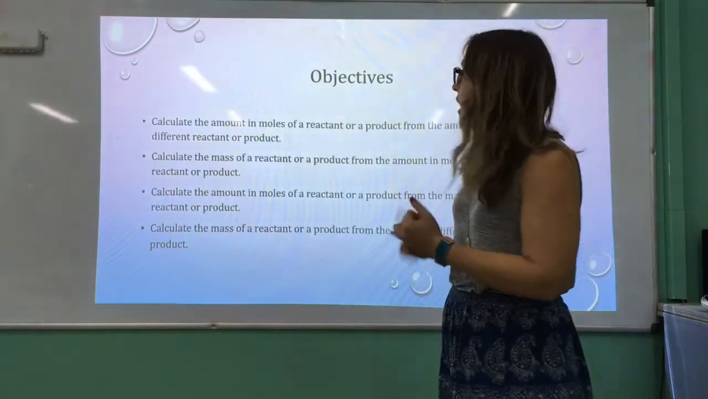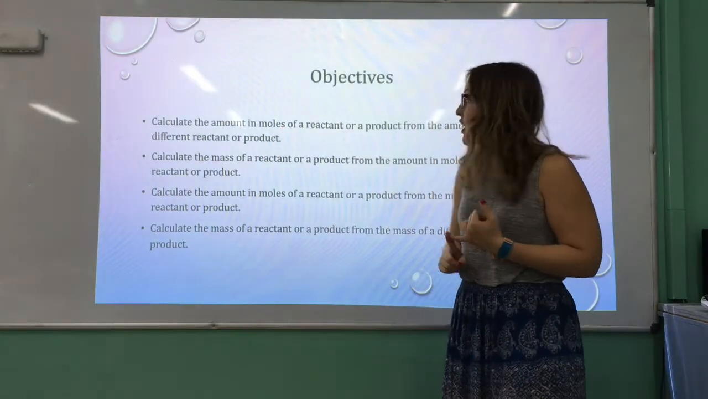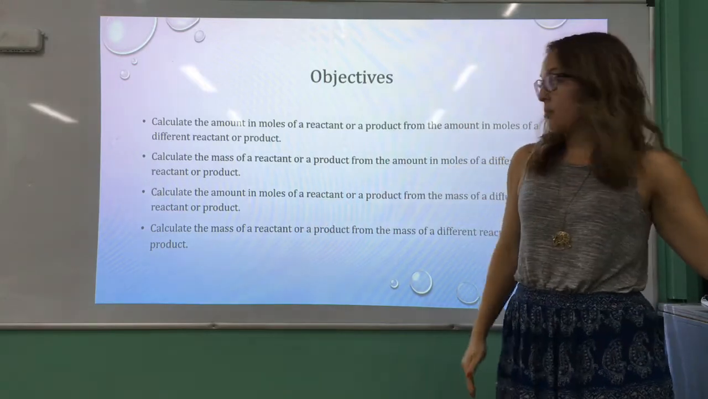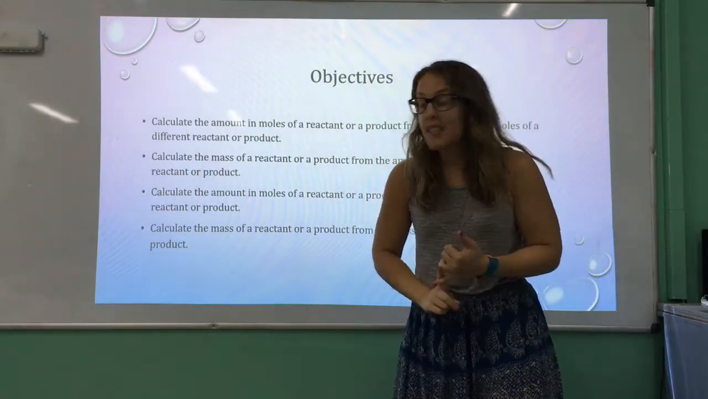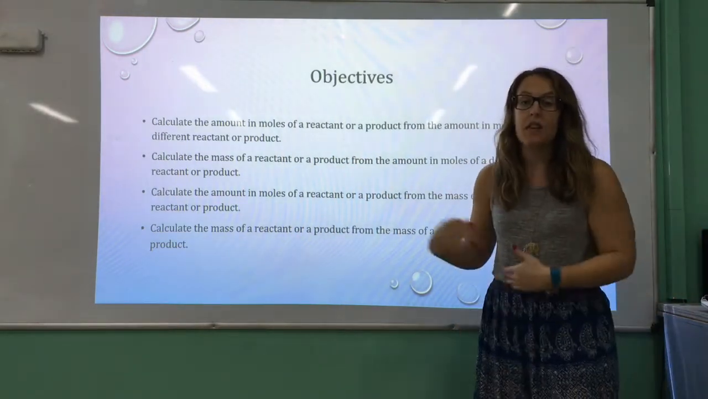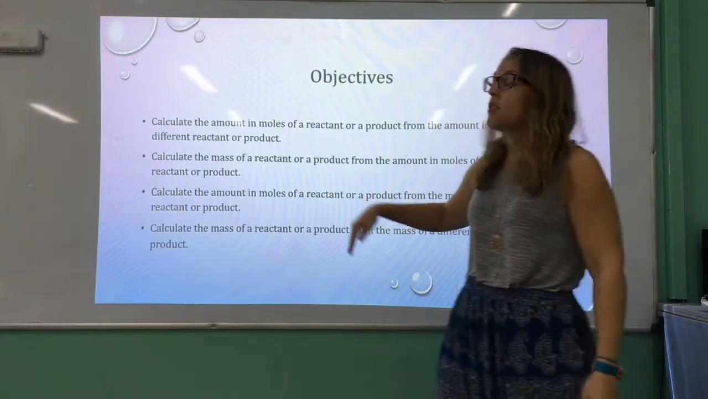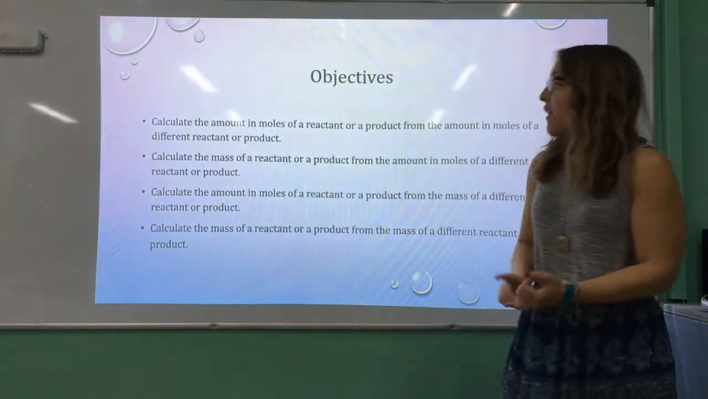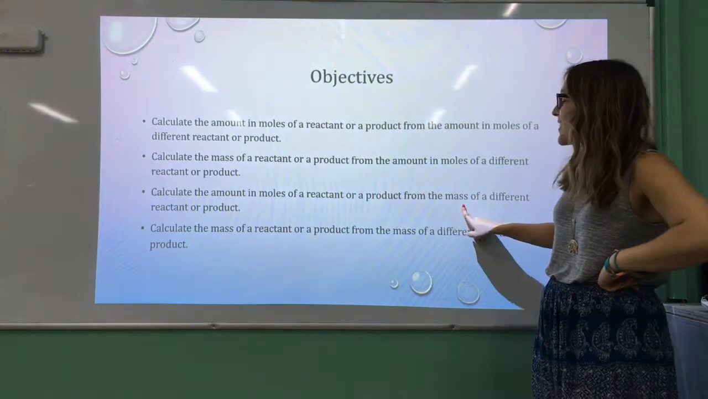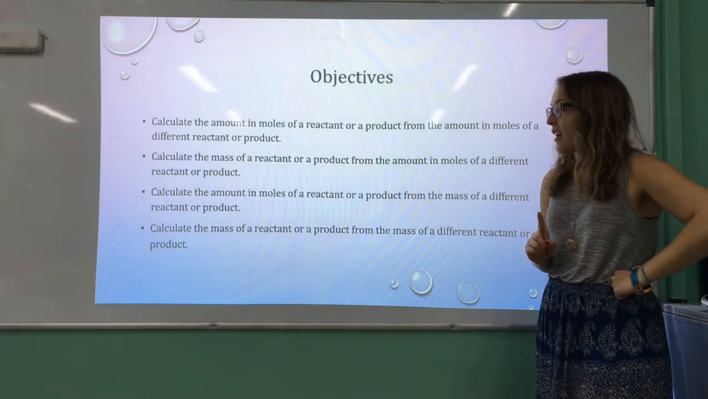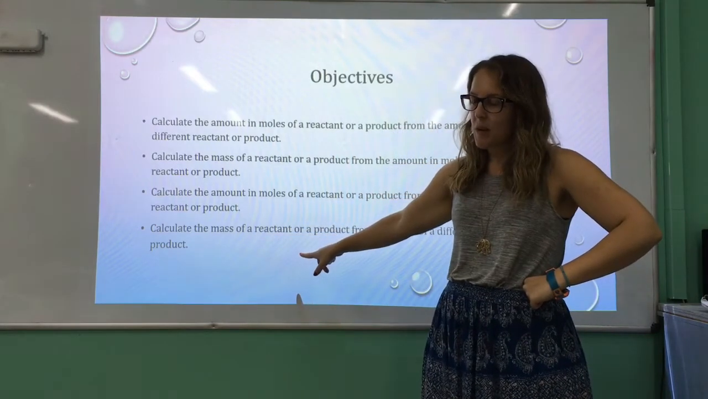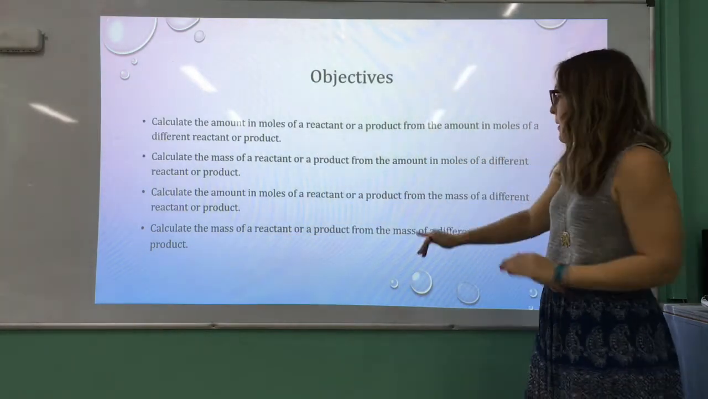So you will be able to calculate the moles of a reactant or a product from the amount of moles of a different reactant or a product. You'll be able to calculate the mass of a reactant or a product from the amount of moles of a different reactant or product. You'll be able to calculate the moles of a reactant or product from, can you guess what? The mass of a different reactant or product. And you'll be able to calculate the mass of a reactant or product from a different mass.